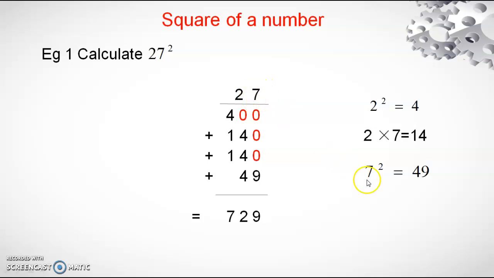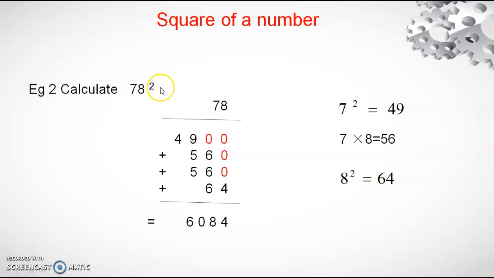That is our last value, unit place value. 7 square is 49. So write 49 here. Now just add these numbers. Except 27, if you add all these numbers, it is 729, which is square of 27. So using this technique you can find square of any 2-digit or 3-digit number. It is very simple.